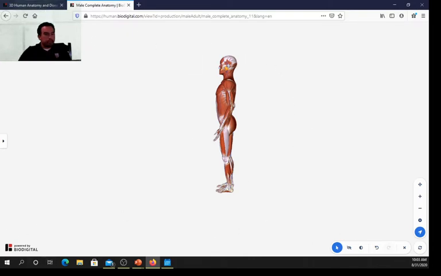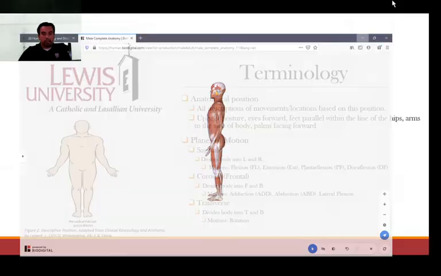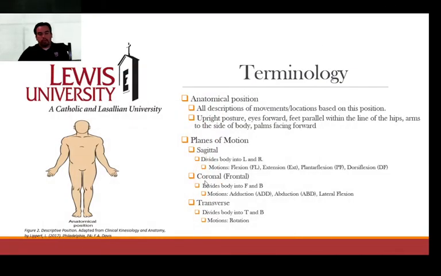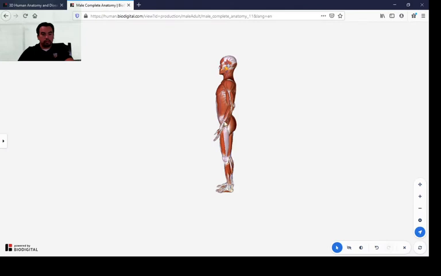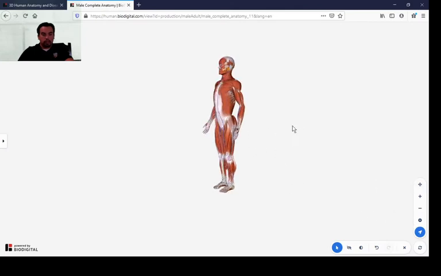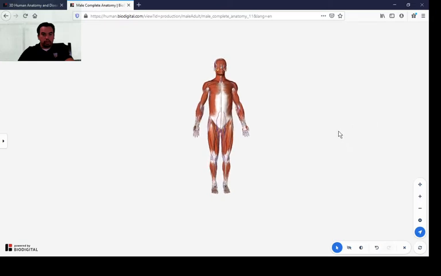Let's go back to here. Then we have our coronal plane, which is our front and back. This divides the body into front and back, and those motions are adduction, abduction, and lateral flexion. So now we just imagine that this sheet is now cutting our body into front and back, right? So the frontwards here and the back there, okay?